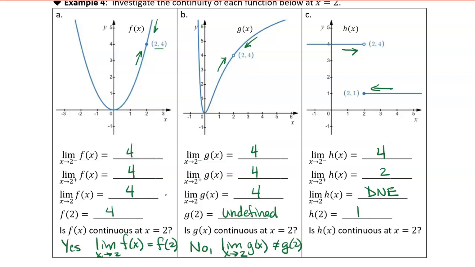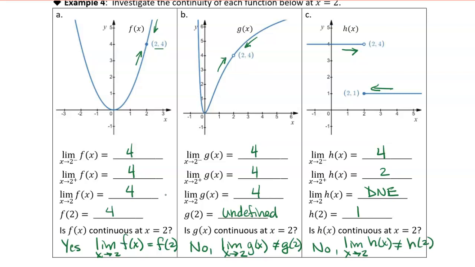We have an open circle at 2, 4, so that would not be the value of the function. The value of the function is 1. But again, the limit doesn't exist. The limit as x approaches 2 doesn't exist, even though the value of the function exists. And so the function is not continuous at 2. And again, the reason is that the limit as x approaches 2 of h of x doesn't exist, because I'm getting different limits when I approach it from the left or the right. So it is not equal to the value of the function at 2.